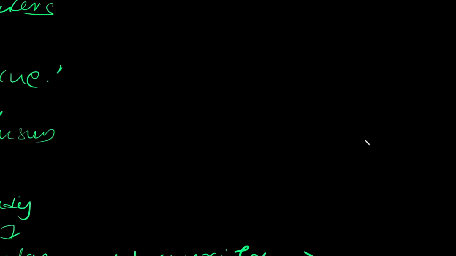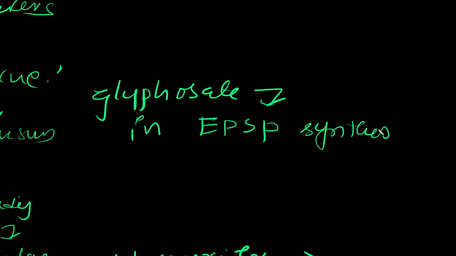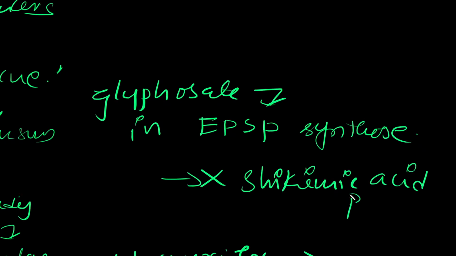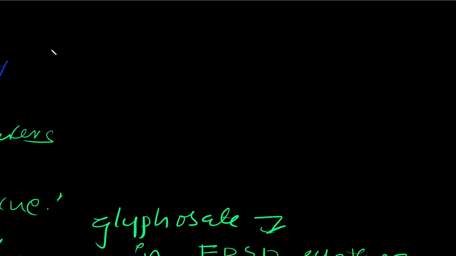Glyphosate is again one of the well-known toxicants. It's selectively toxic to plants. It acts by inhibiting the EPSP pathway. It inhibits EPSP synthase, thereby leading to blockage of the shikimic acid pathway.